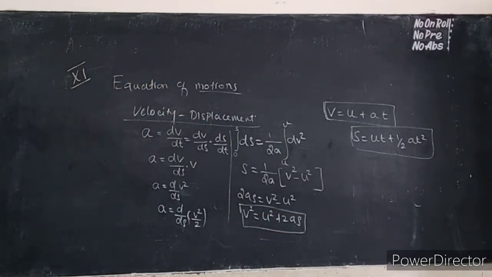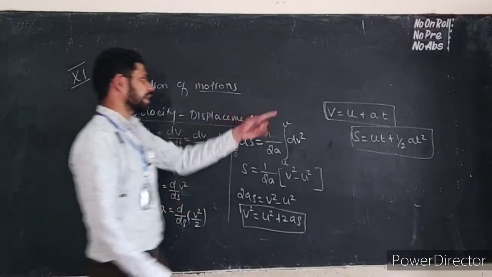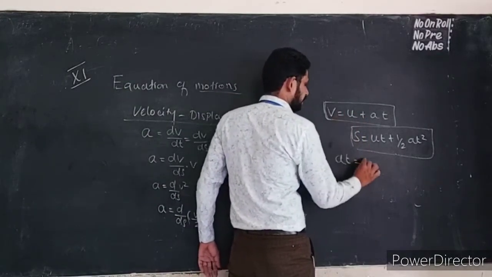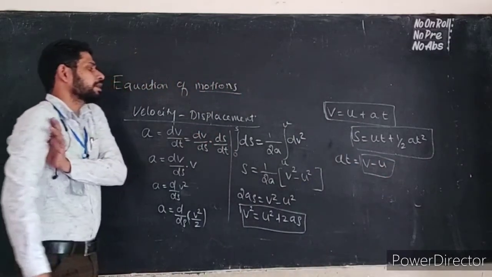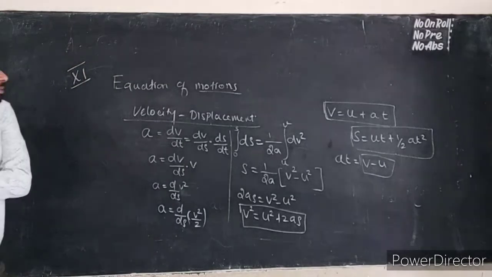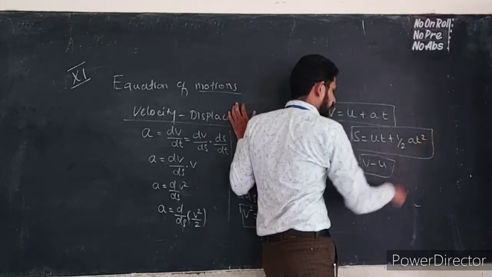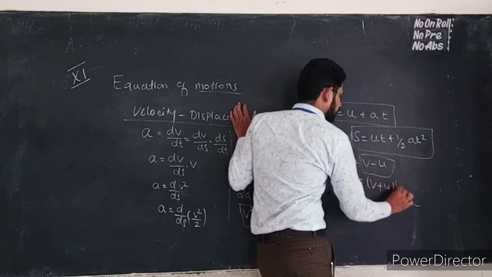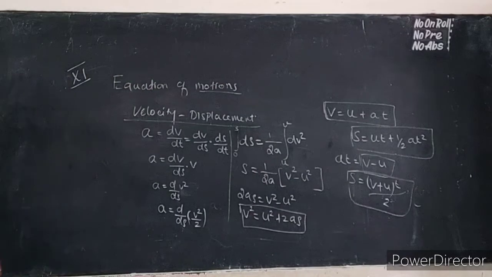These are the three equations. And also we can substitute the value of a here. From the first equation we get at equal to v minus u. Then s equal to ut plus half of v minus u into t. When you take t common, it becomes s equal to (v plus u) t by 2. That's it. These four are called the equations of motion.